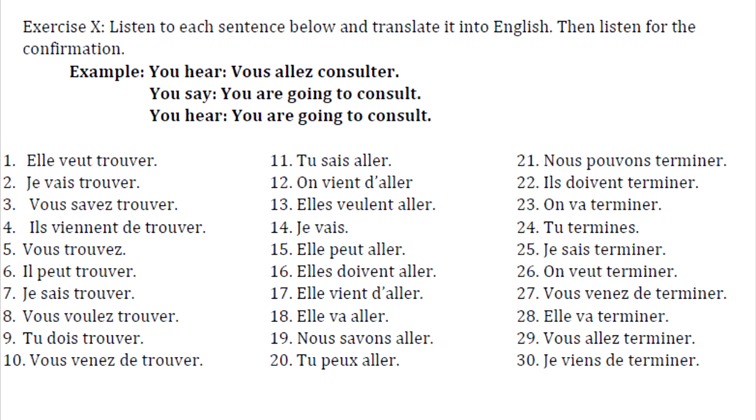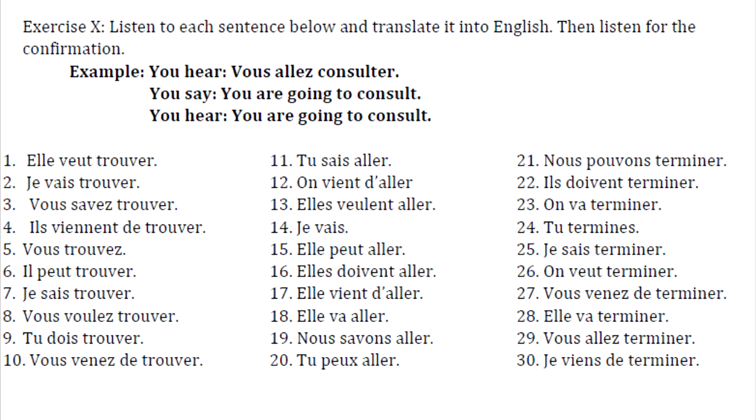She's going to go. 19. Nous savons aller. We know how to go. 20. Tu peux aller. You are able to go. 21. Nous pouvons terminer. We can finish. 22. Ils doivent terminer. They must finish. 23. On va terminer. We are going to finish.